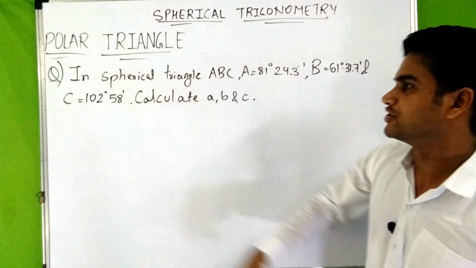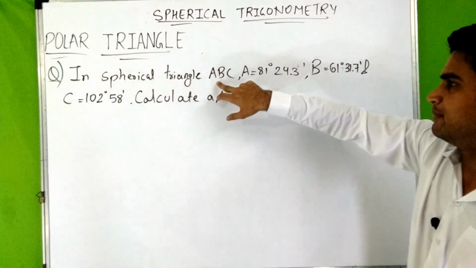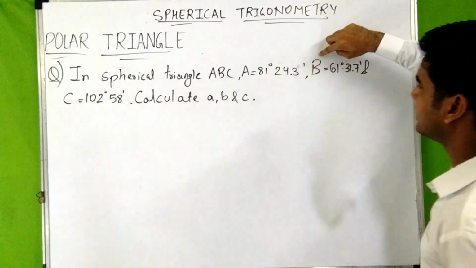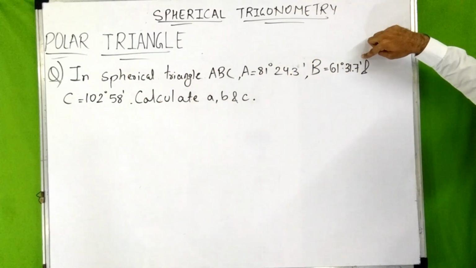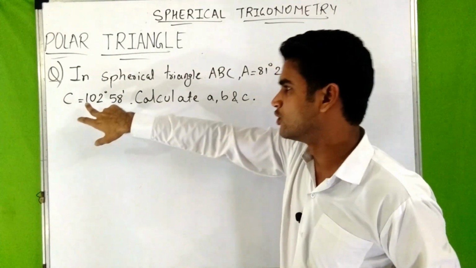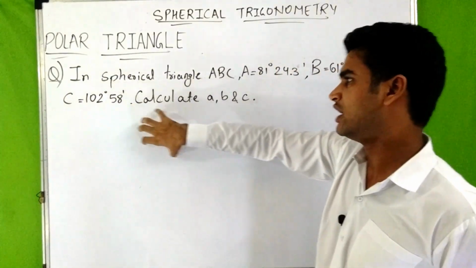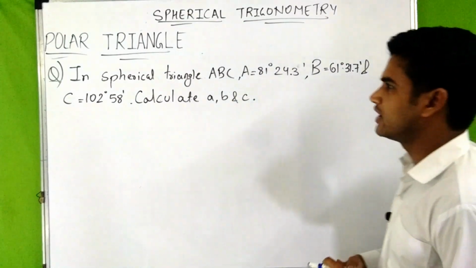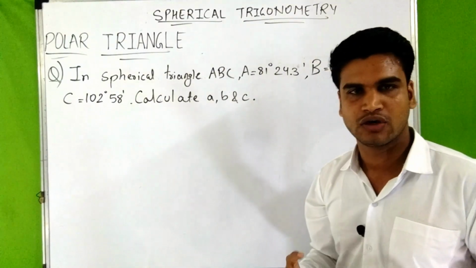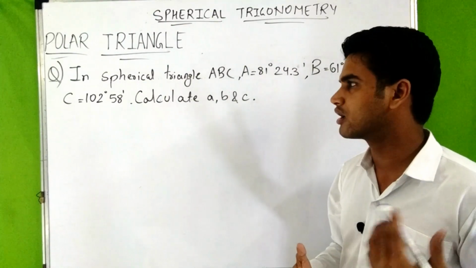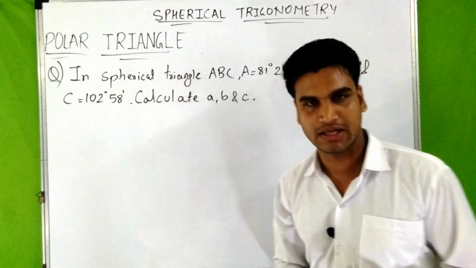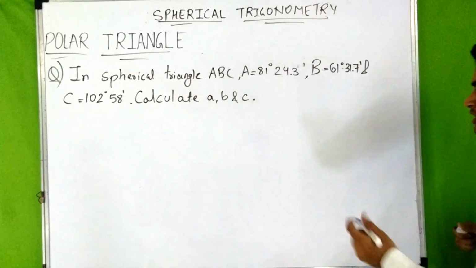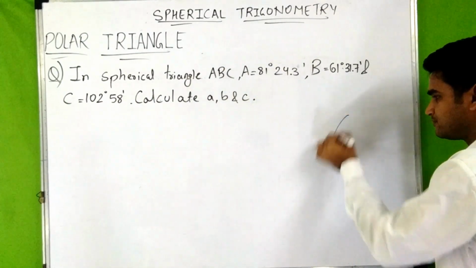Now in this second question, in a spherical triangle ABC, angle A is 81 degree 24.3 minutes, angle B is 61 degree 31.7 minutes, and angle C is 102 degree 58 minutes. We have to calculate small a, small b and small c. Here we can see that all the three angles of the main spherical triangle, also known as the primitive triangle, are given to us, and we have to calculate all the three sides of that spherical triangle. So we will see this on the diagram.